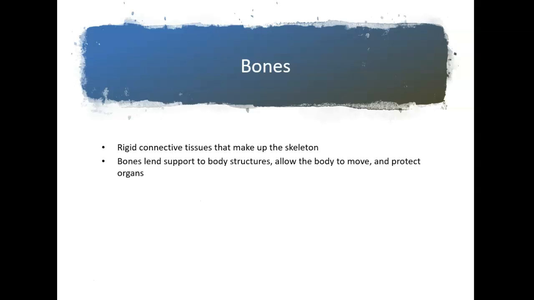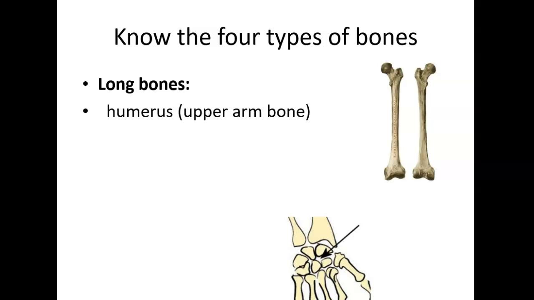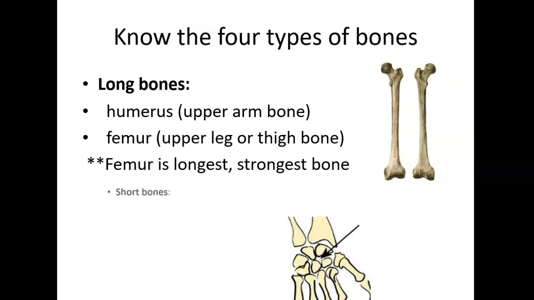Bones are rigid connective tissues that make up the skeleton. Bones lend support to the body structures, allow for the body to move, and protect organs. Know the 4 types of bones. Long bones: the humerus is the upper arm bone, and the femur is the upper leg bone or thigh bone. The femur is the longest bone and the strongest bone.